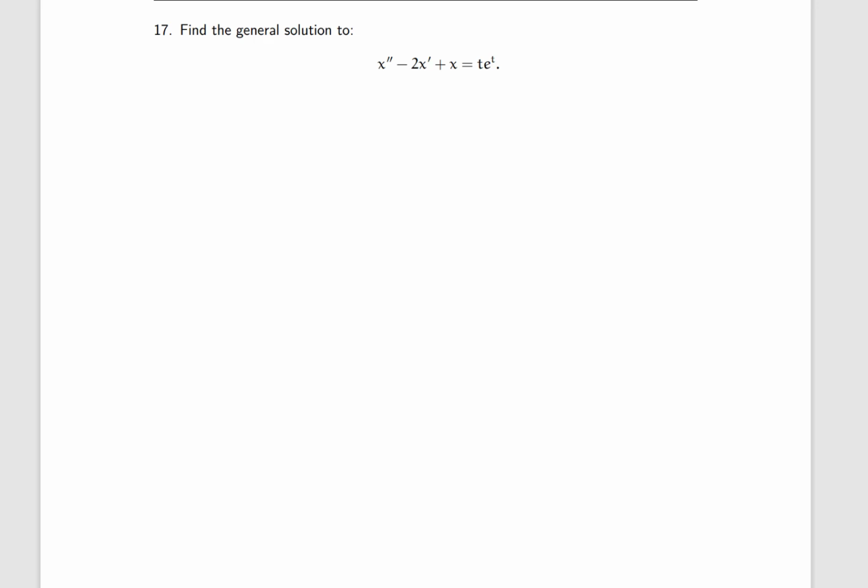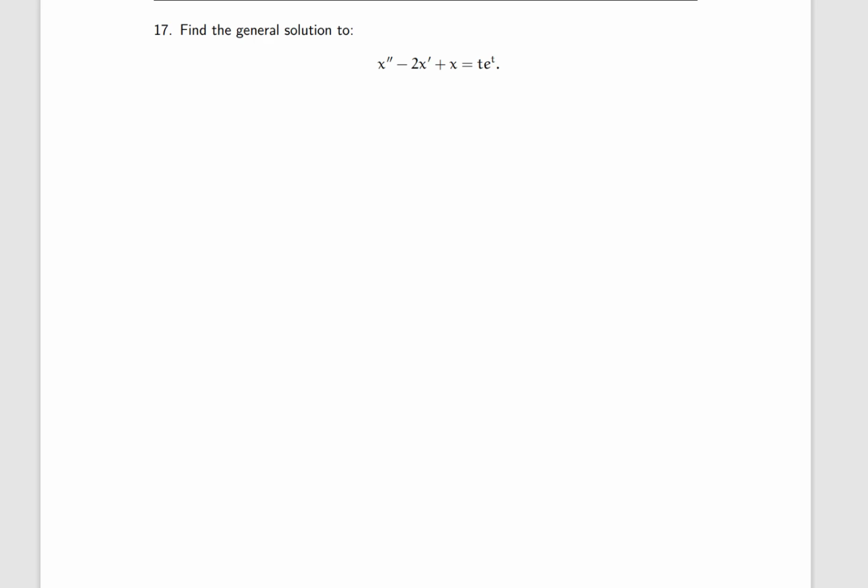Okay, so now I want you to find the general solution to this second order non-homogeneous equation. We've learned several methods for dealing with second order non-homogeneous equations. One of them is undetermined coefficients, one is variation of parameters, and one is Laplace transforms. I'm going to solve this using undetermined coefficients. But you can try to solve it using those other methods and see if you get the same answer, because you should. Okay, find the general solution to this.